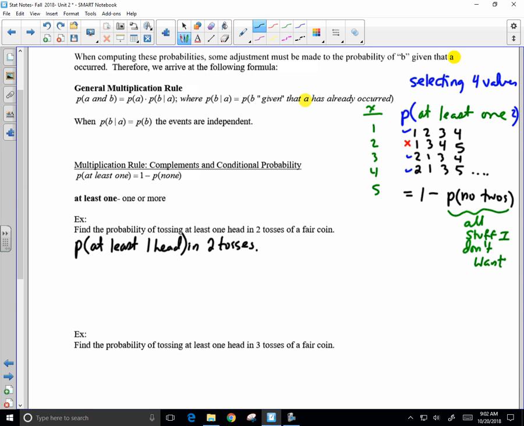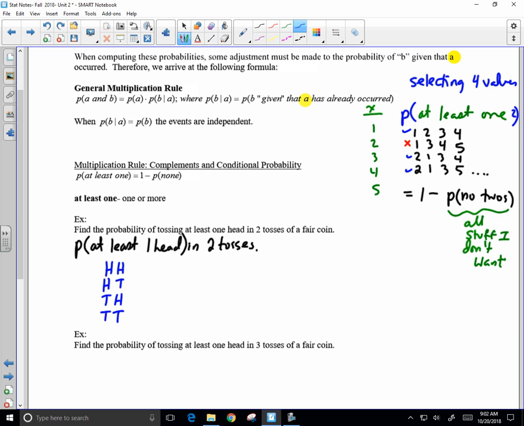All right. I really want to emphasize the "at least one head" part of it. So we're tossing a coin twice. That's not a crazy amount of outcomes. I could actually list the sample space: heads, heads; heads, tails; tails, heads; tails, tails. Those are the different ways I can flip a coin twice.